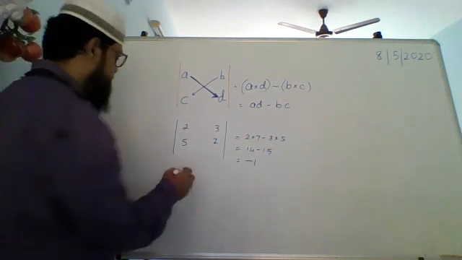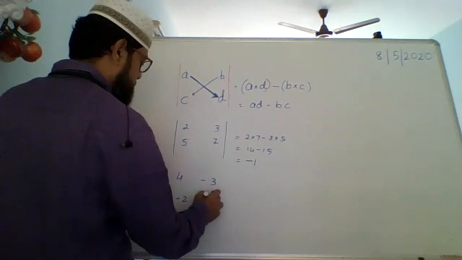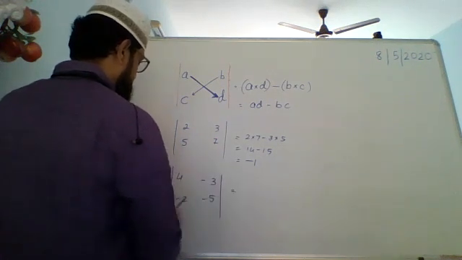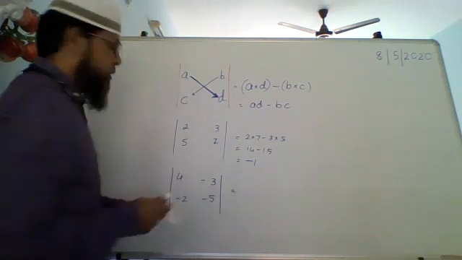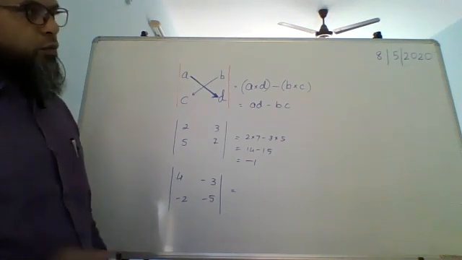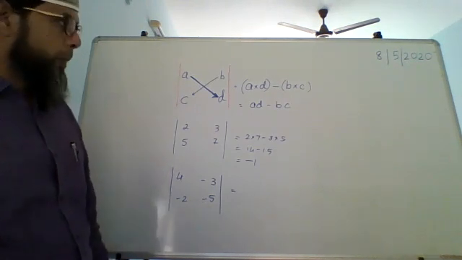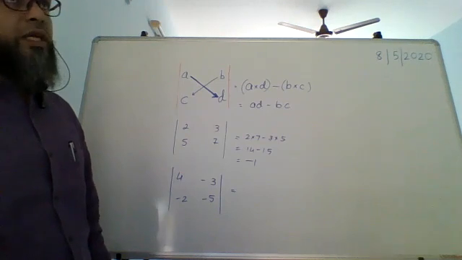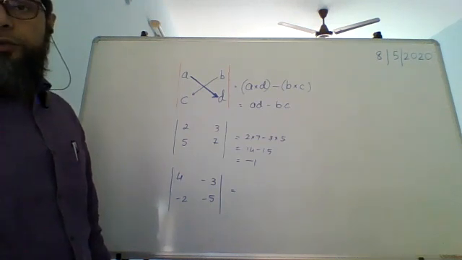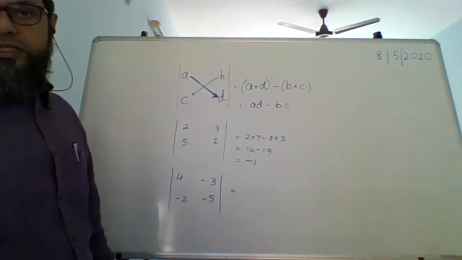Okay. Similarly, let's see you all solve this. 4, minus 3, minus 2, minus 5. Solve this. Here you have to be just careful about one thing, and that is the signs. If you don't make mistakes on signs, you are not going to make any mistake over here. The only place where you will make mistakes is signs.